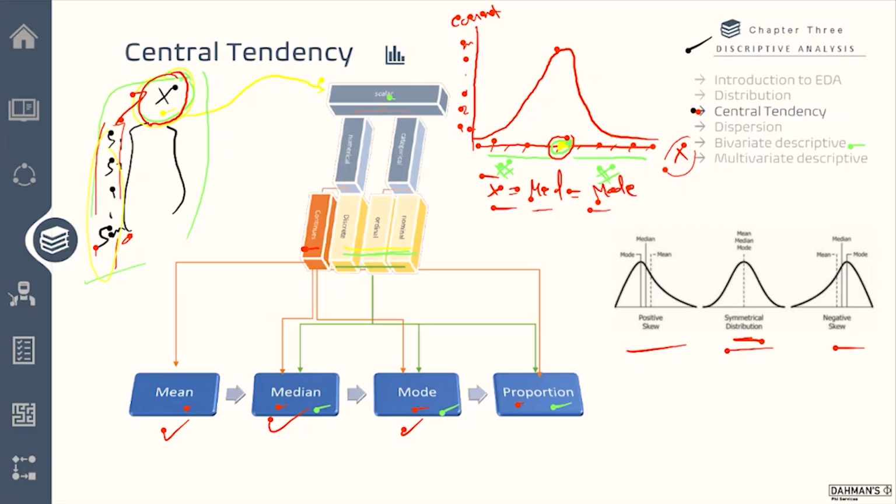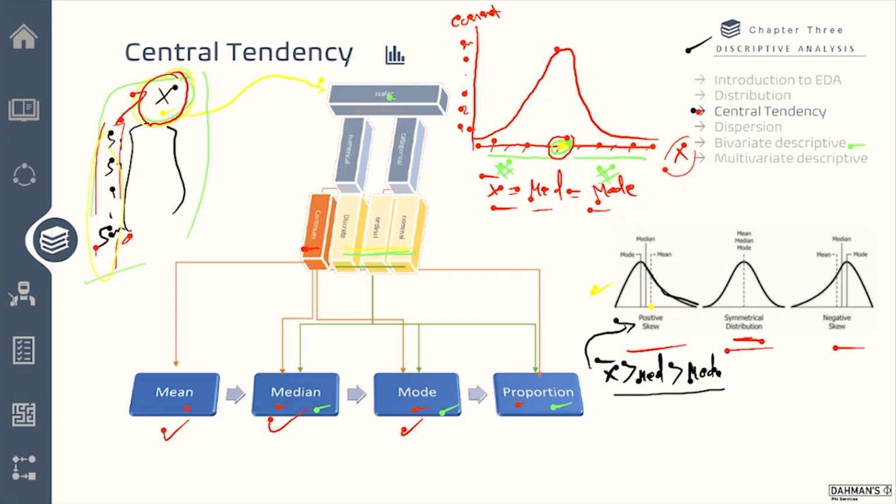There is an alternative scenario. Imagine in this case here, you got your mean somewhere around here, and then you got your median below it, and you got your mode below it. In other words, you got your x bar to be larger than your median, and your median, of course, is going to be larger than your mode. This case, we call a positive skew.